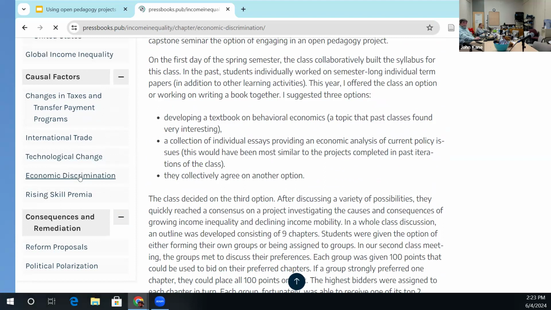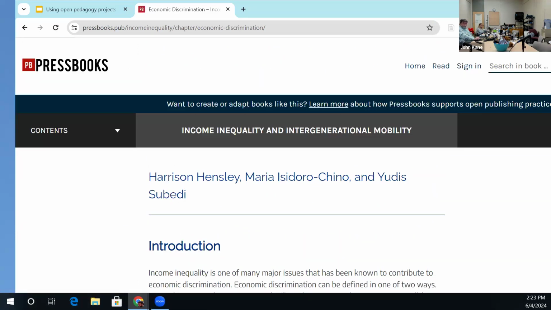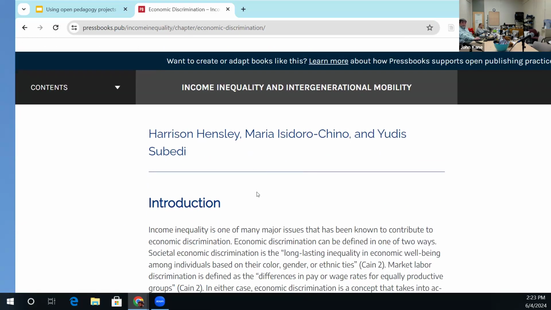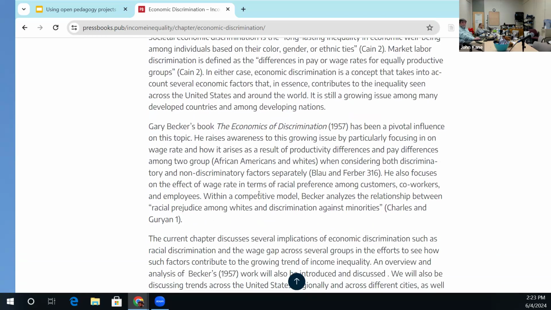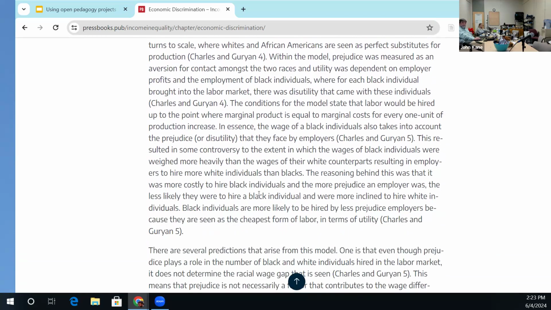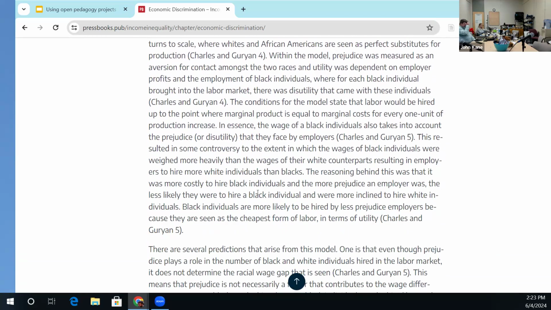So let's say if we look at economic discrimination, for example, the authors of each chapter are listed at the top of the chapter. We agreed on the general template, the general format. One of the class meetings, usually about 2 or 3 weeks in, they decide what types of font they want, what type of citation formats. One of the interesting things about economics is that every journal has its own citation format.